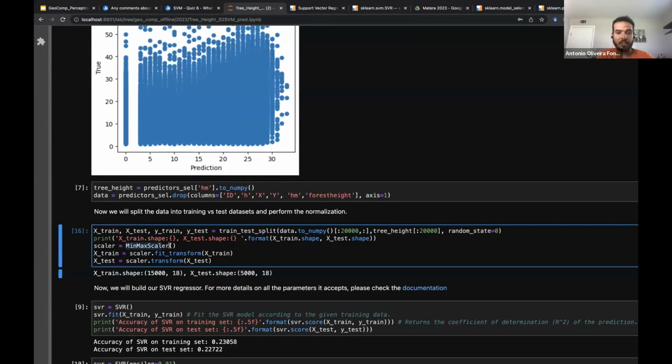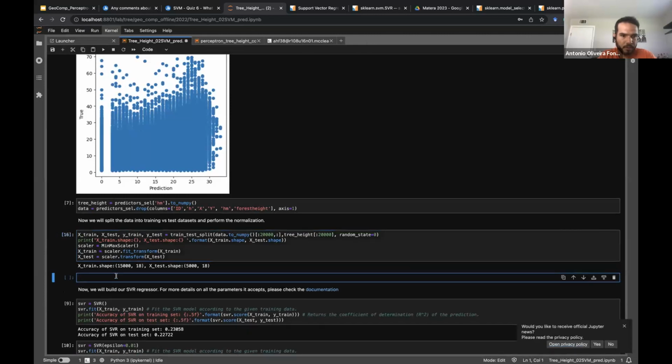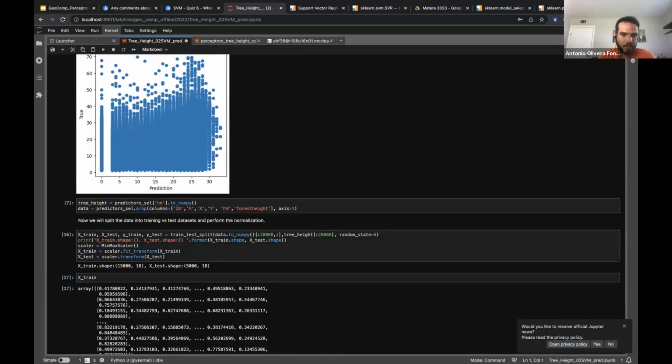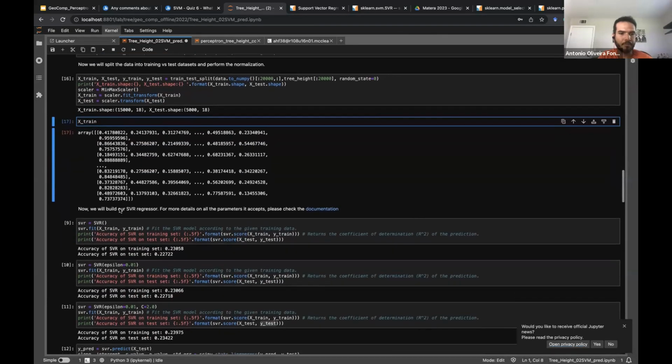So now each one of these columns, which were originally going from whatever value to whatever value, are going to be mapped to be between 0 and 1. Okay. So if I plot X train, you should be able to see that. Hold on. I'm going to add another column here. Yeah. So you see that all the values now are ranging between 0 and 1, right? So that's essentially what the min-max scaler is going to do for you.